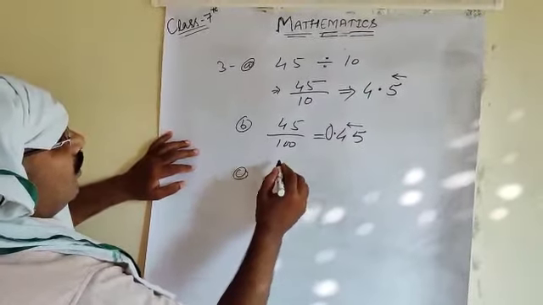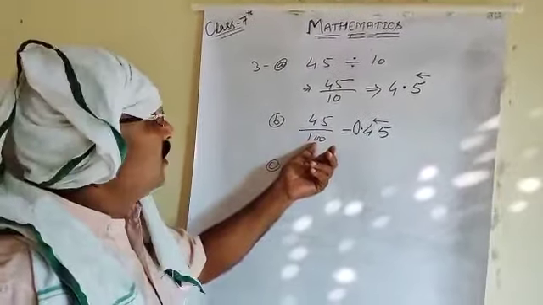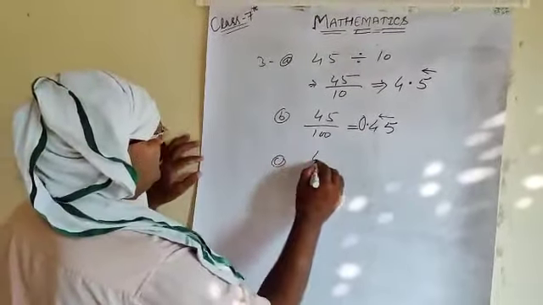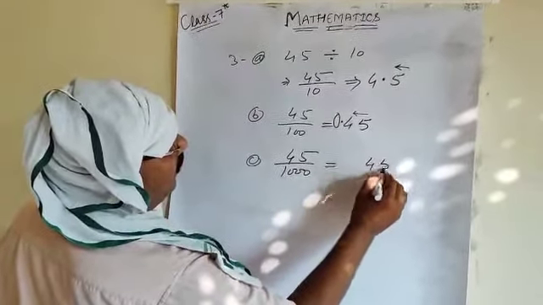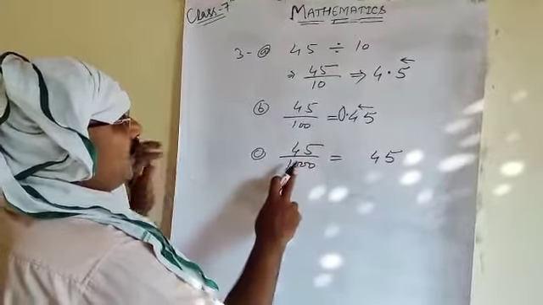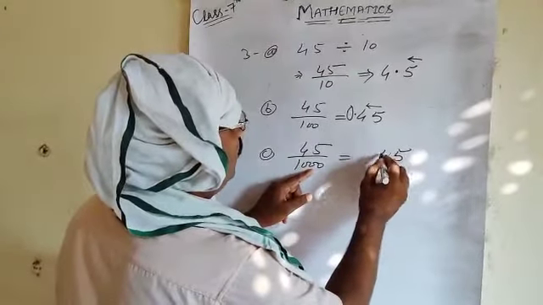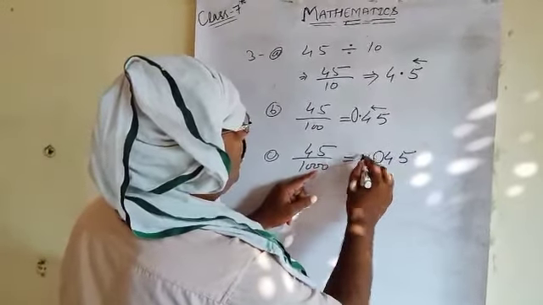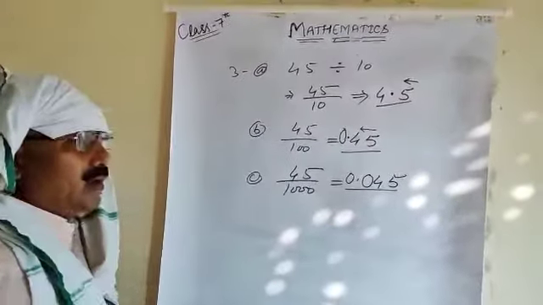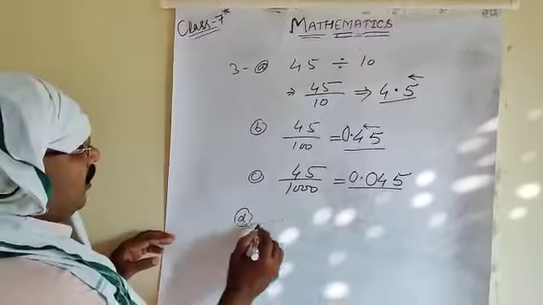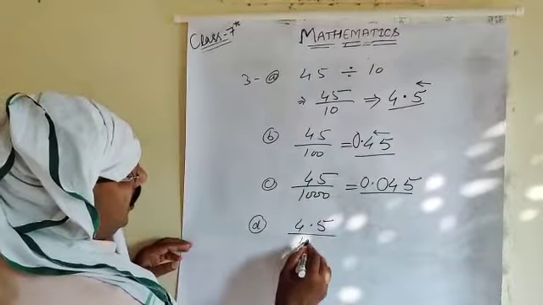Like if the same number is divided by 1000, there will be 3 zeros like this. 45 by 1000. So you will write 45 here, and you need 3 digits, but here there are only 2 digits. So you will add 1 more 0 to make 3, and after that you will put the decimal point.